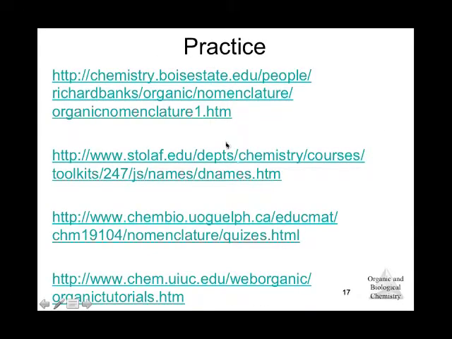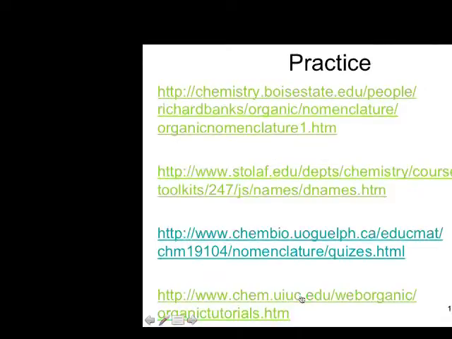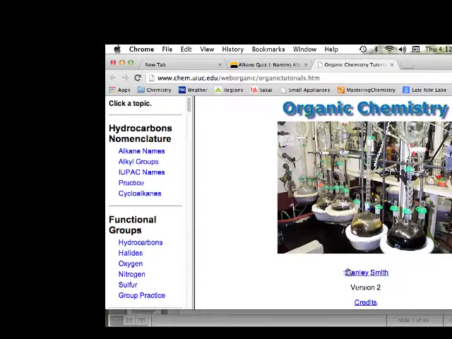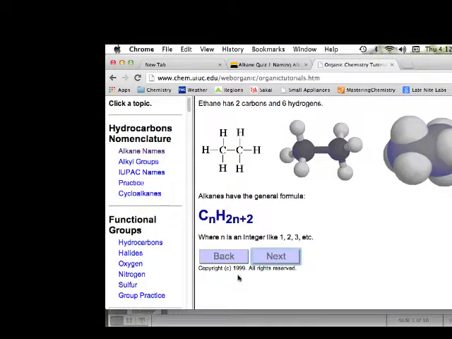What I've got here are a number of websites for practice, so we're going to go through some of those to get practice on this naming that we've just learned how to do. Let's go to this one first, because it has some non-line drawings, and I'll go back to helping you with that. First, okay, alkane names. It just walks you through it.